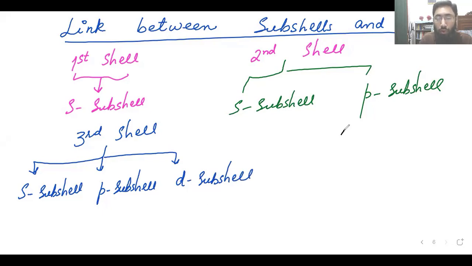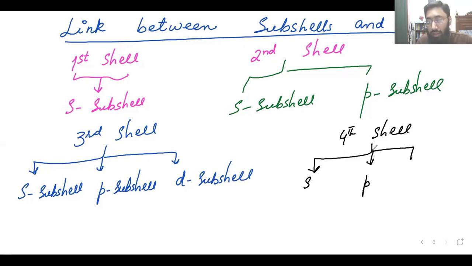Then there is a fourth shell. How many subshells should the fourth shell have? What do you guys say? Yeah, exactly, Ali, you're right. Excellent. The fourth shell should have four subshells: S subshell, P subshell, then D subshell, then F subshell. You guys are right. Good.